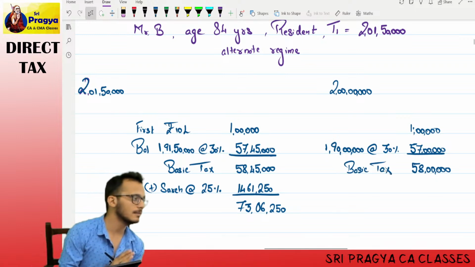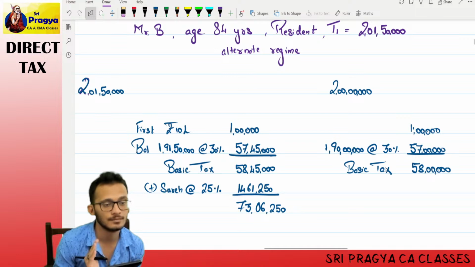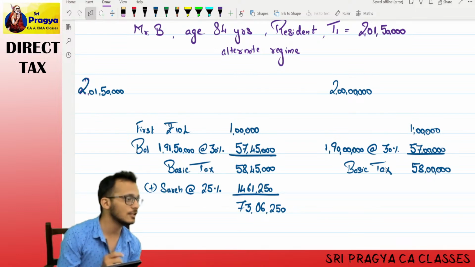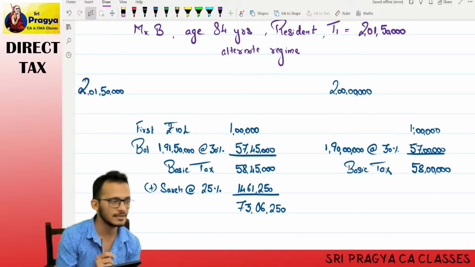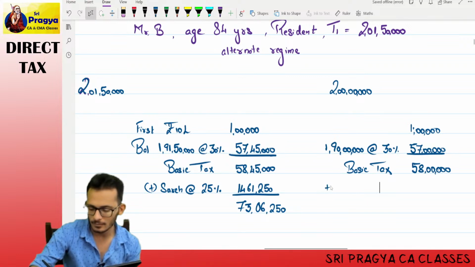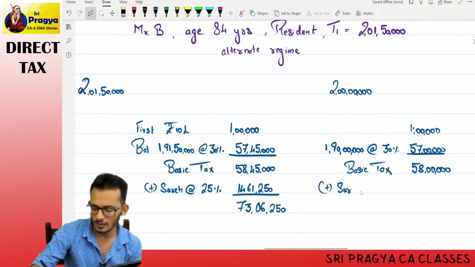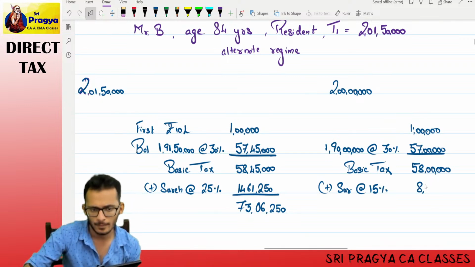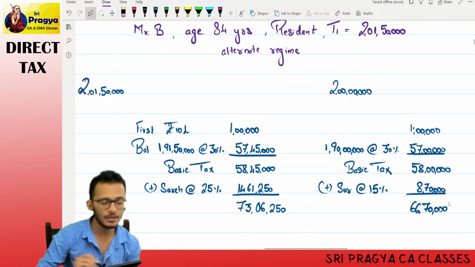Rahul, my income is 2 crores. My surcharge is 15%. That is not changing. Yes or no? It is going to be 15% even if my income was 2 crores. So I will add surcharge at the rate of 15%. Number is 8,70,000. Total. Okay, you are with me till here.